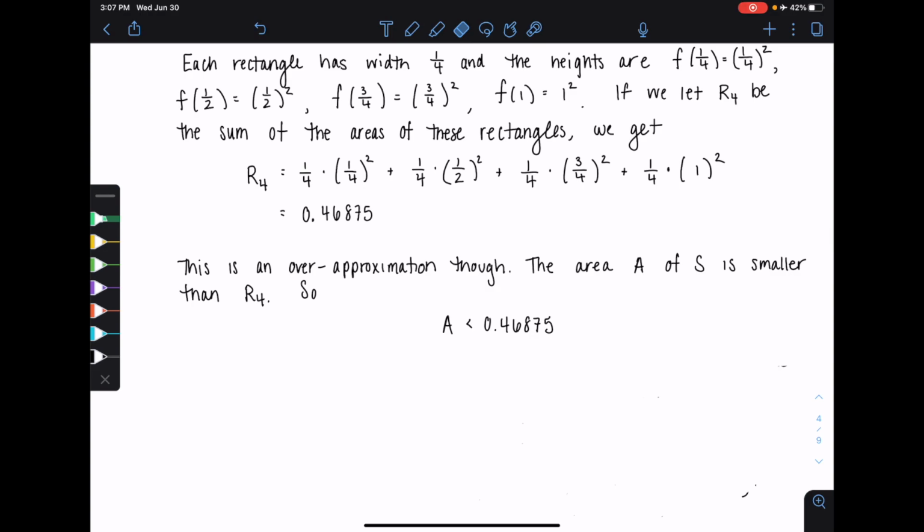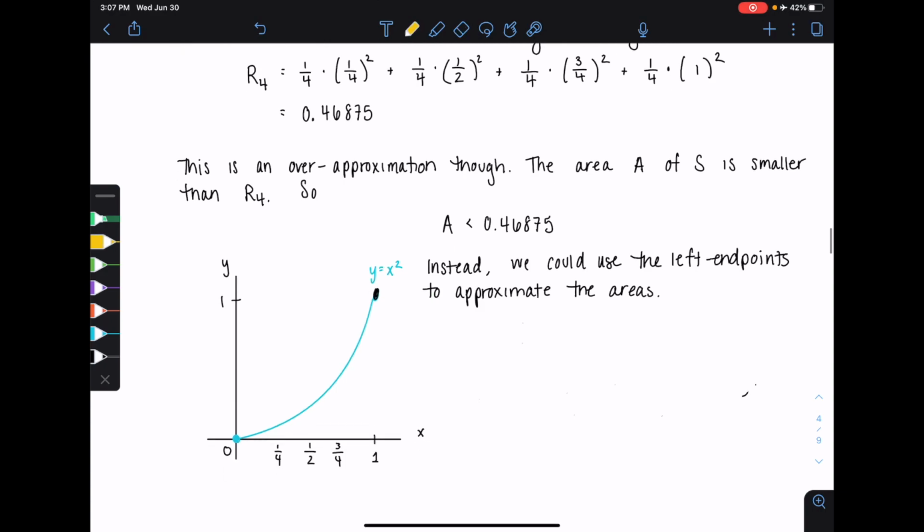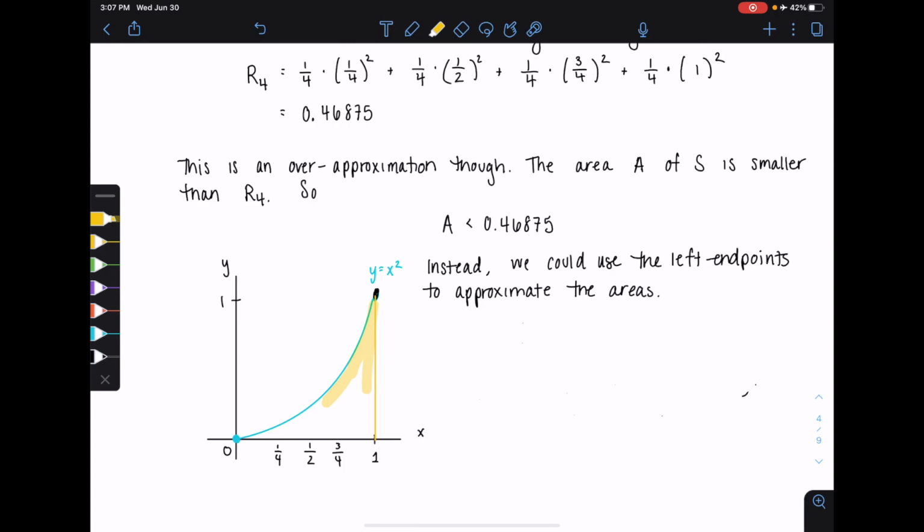Now we can do the same thing, but let's try using the left endpoints to approximate the area. So we're going to draw another picture, fill everything in, and try to go through it not too quickly. Okay. So I still want to break this into 4 equal strips. So I cut it in half to give us 1/2. Cut it in half again, gives us 3/4 is that point. Cut it in half again, gives us 1/4.